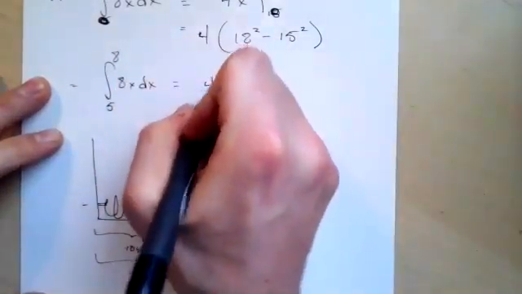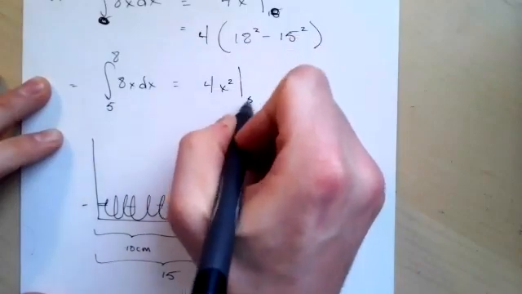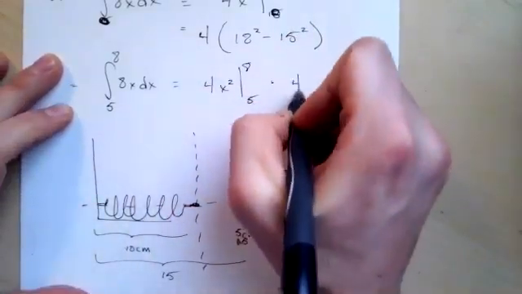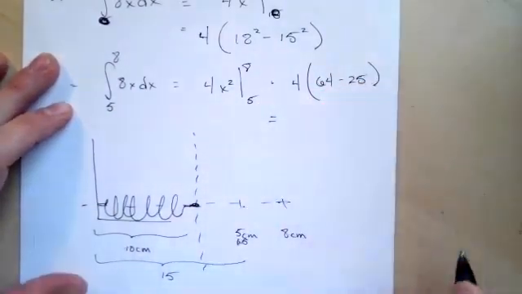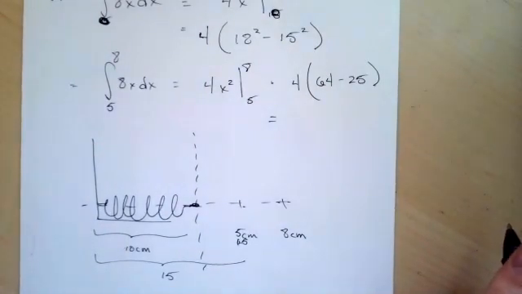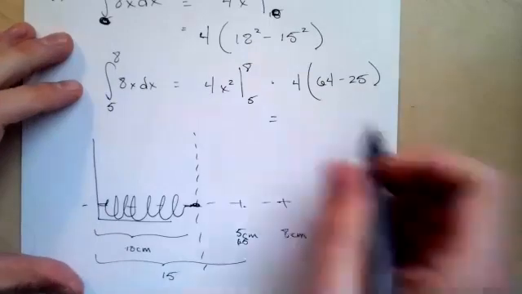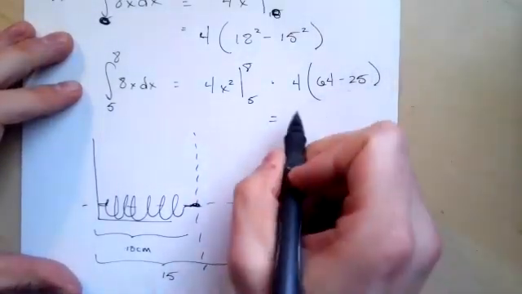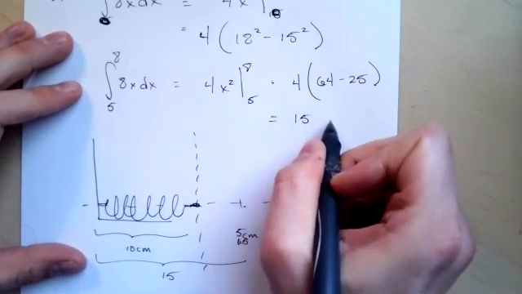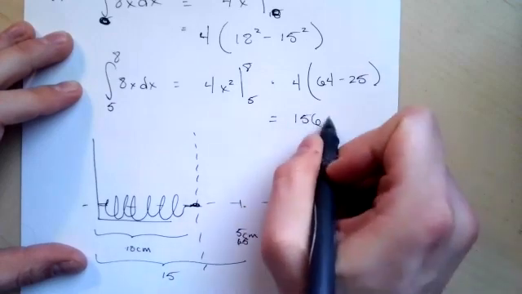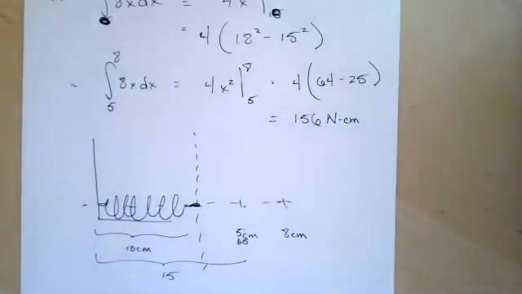And so, of course, we get the same thing. Nicer numbers now. And then we can actually compute that. So 64 minus 25 is 39 times 4 is 156. Did I do that right? 39 times 4 is what? 120 plus 36. Yeah. So newtons times centimeter.